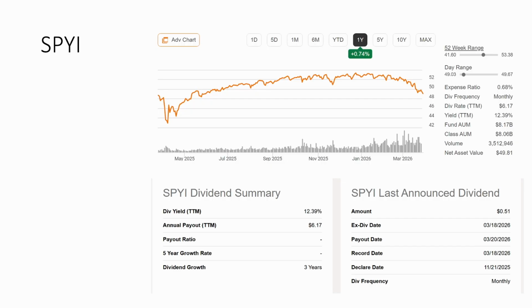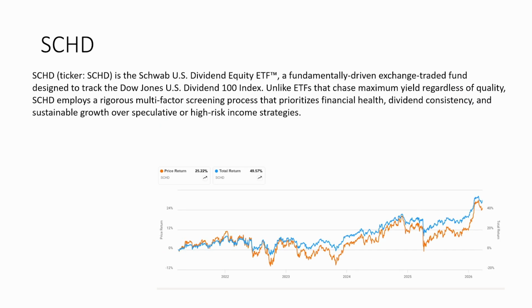0.74%. It does have a monthly dividend with a dividend rate of 12.39%. So it is actually quite good. It's a quite good ETF that doesn't really lose its value when you invest. It may not be brilliant, but you're not losing your investment each year.